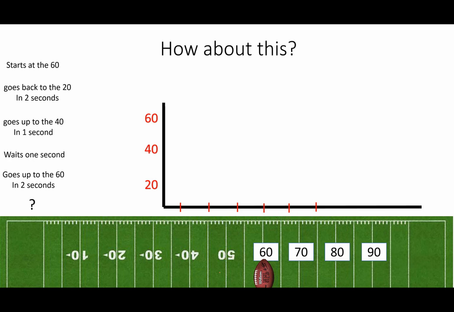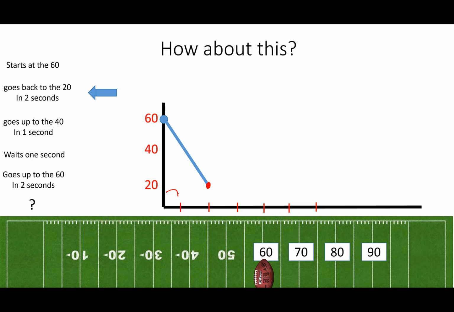But it's not really. What you do is you plot out your points. You say that the ball starts at the 60. So at 0 seconds, it's at 60 meters. Then, 2 seconds later, it's at the 20. So you put that point down here, and you connect it. We're always going to assume the ball moves smoothly, like it doesn't go really fast, then really slow, and that it doesn't go a bunch of loop-de-loops along the way. So it goes back to the 20 in 2 seconds.